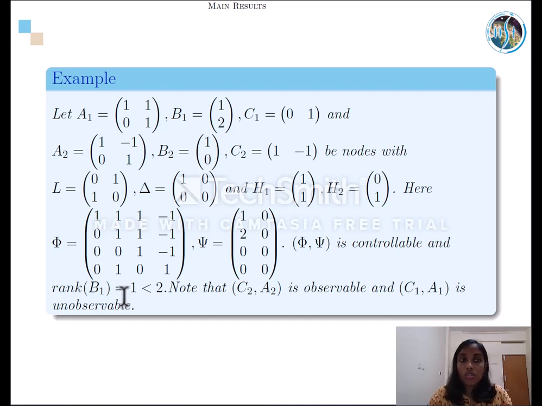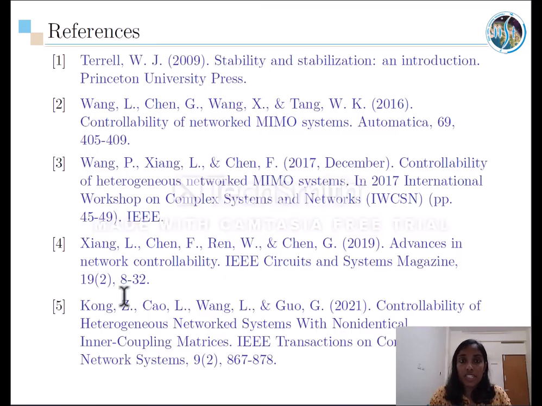So this was our work. We considered a network system wherein as much heterogeneity as possible is added. All the nodes have distinct dimensions. Inner coupling matrices are chosen to be different. Then we could find a necessary and sufficient condition for observability and necessary conditions for controllability.